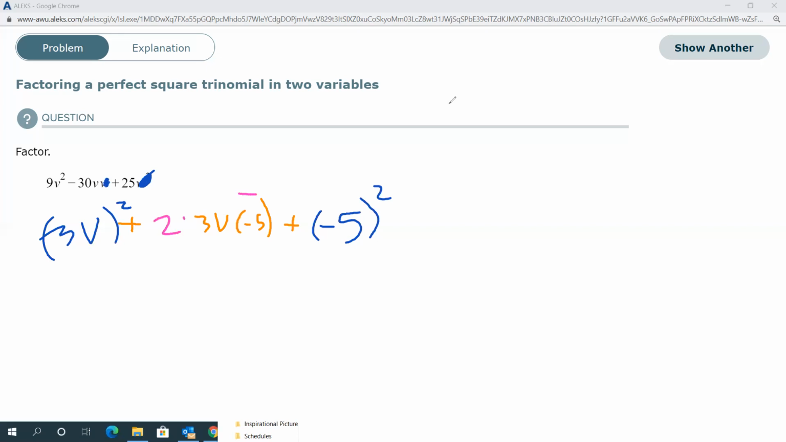And then if I throw in a 2, does that match up with this guy, with negative 30v? Sure does. Okay, so I can rewrite this as with a 3v, with a minus 5, and then don't forget the W at the end that we were temporarily ignoring, and that's how it's done.